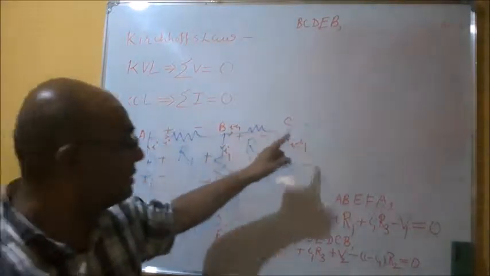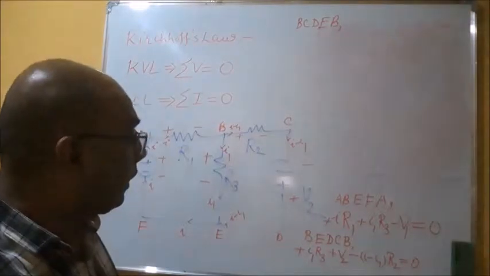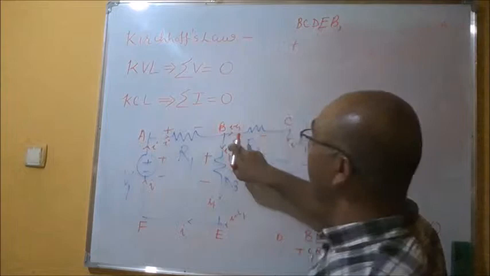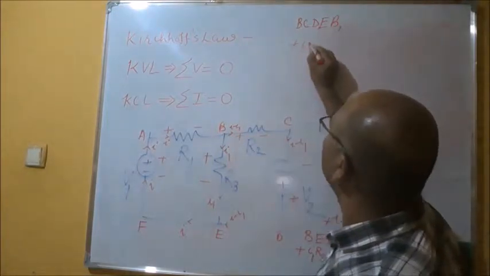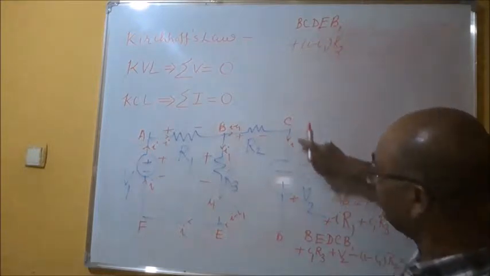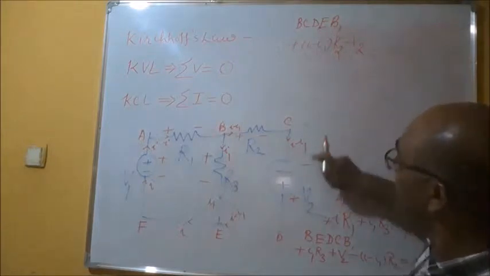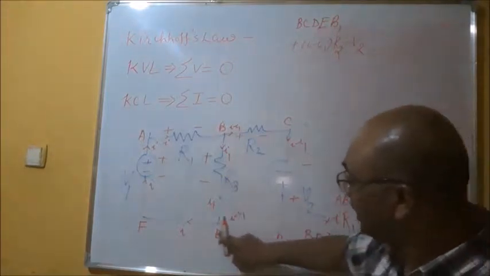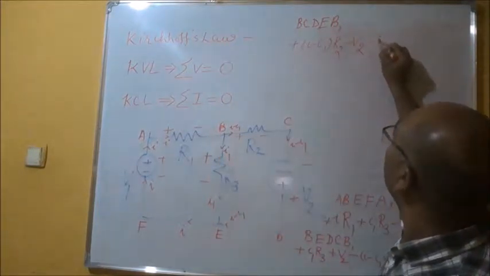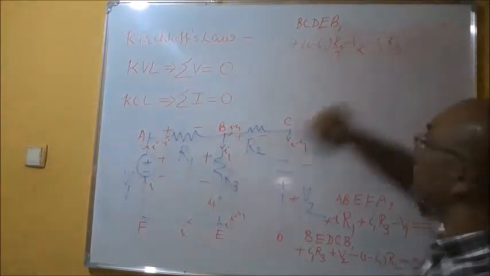So when you move like this, I'll do it somewhat fast. From B to C, the value will be plus, because we are moving from plus to minus, (I minus I1) into R2. Here, what is this? Voltage source. The value is minus V2 because we are moving from minus to positive. So, minus I1 R3, and this equals 0.